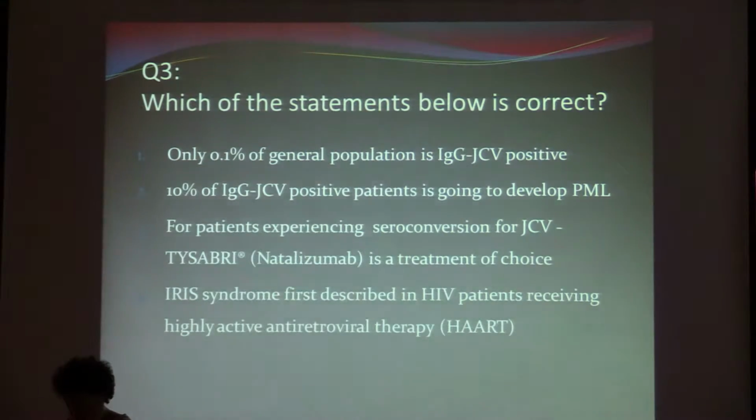And the last question, which of the statements below is correct? First, only 0.1% of the general population is IgG-JCV positive. Second, 10% of IgG-JCV positive patients are going to develop PML. Third, for patients experiencing seroconversion for JCV, natalizumab is the treatment of choice. And fourth, IRIS syndrome was first described in HIV patients receiving highly active antiretroviral therapy.